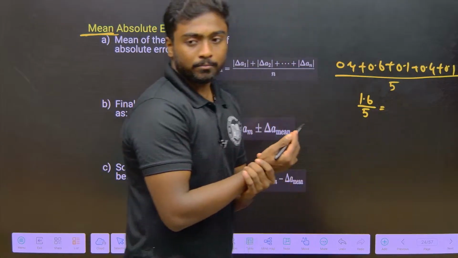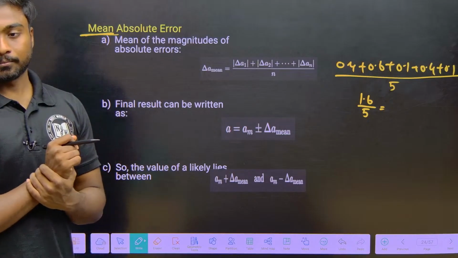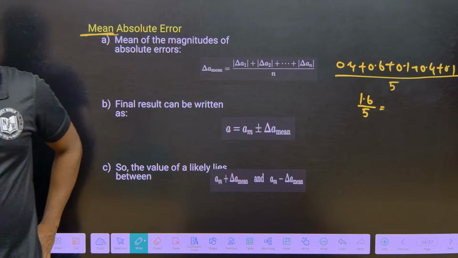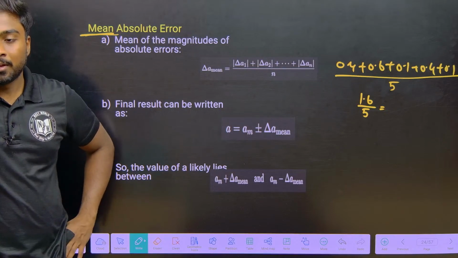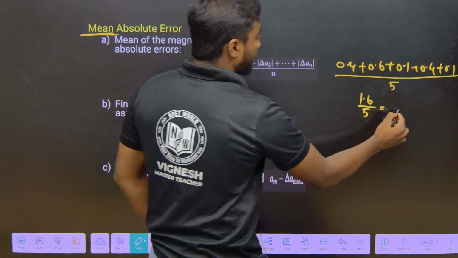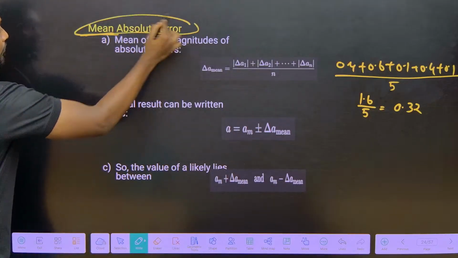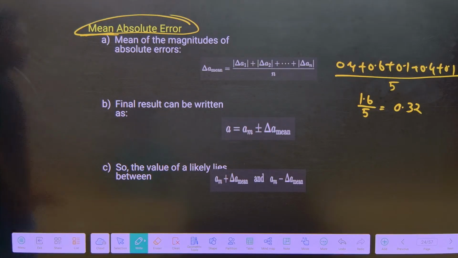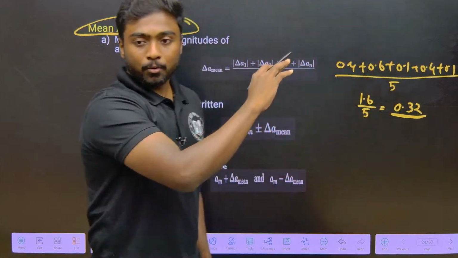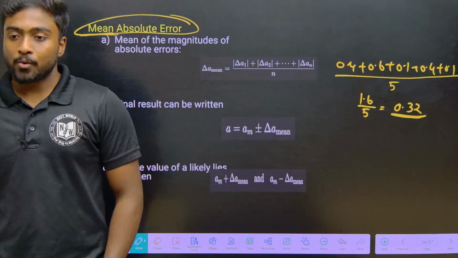What is the answer? 1.6 divided by 5 is 0.32. Okay, this is the mean absolute error. Now, this is the least count we have considered, plus or minus 0.01.